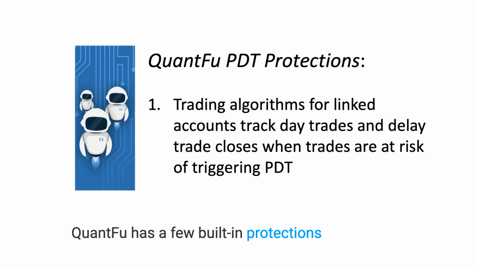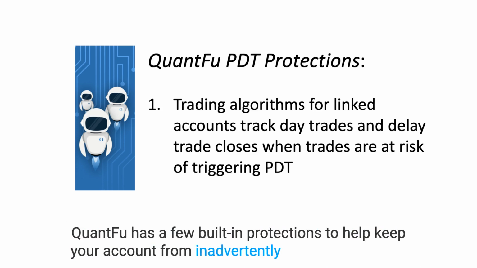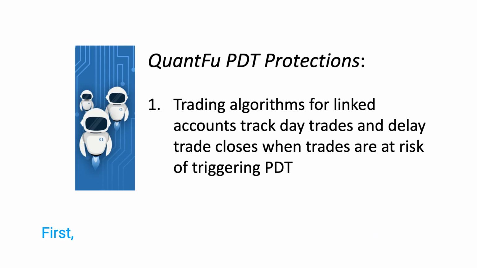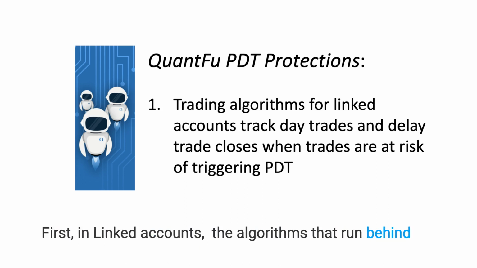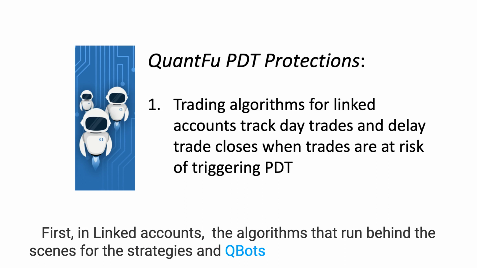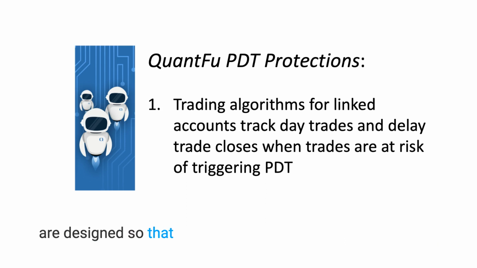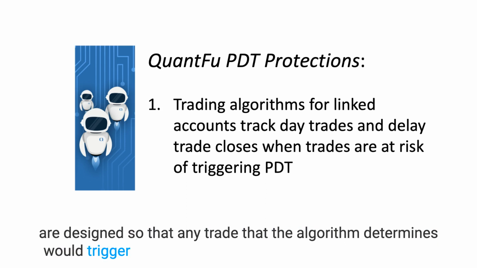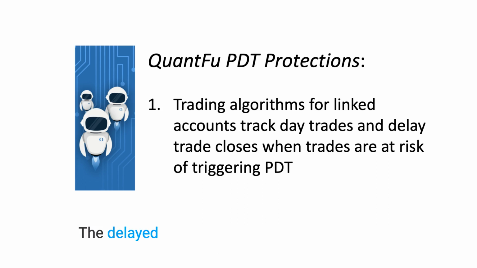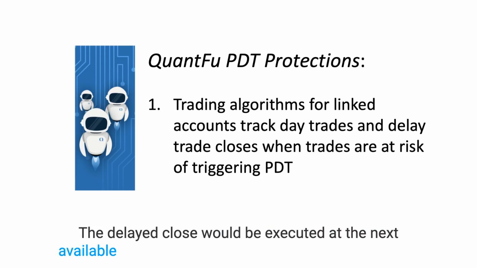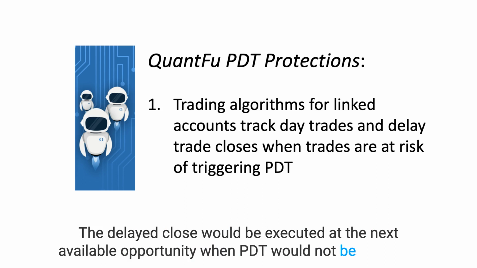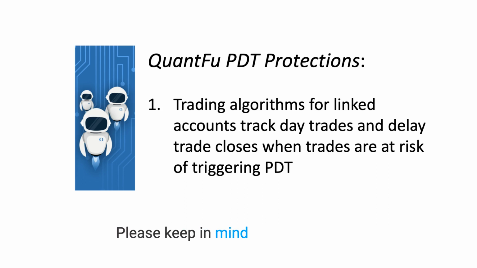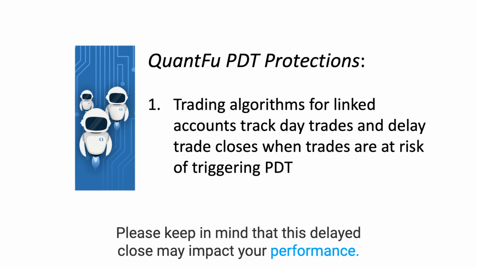QuantFu has a few built-in protections to help keep your account from inadvertently being labeled PDT. First, in linked accounts, the algorithms that run behind the scenes for the strategies and QBots that you create on QuantFu are designed so that any trade that the algorithm determines would trigger PDT will be delayed until the PDT risk passes. The delayed close would be executed at the next available opportunity when PDT would not be an issue. Please keep in mind that this delayed close may impact your performance.